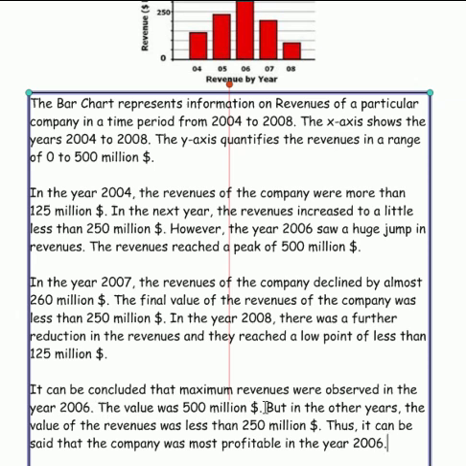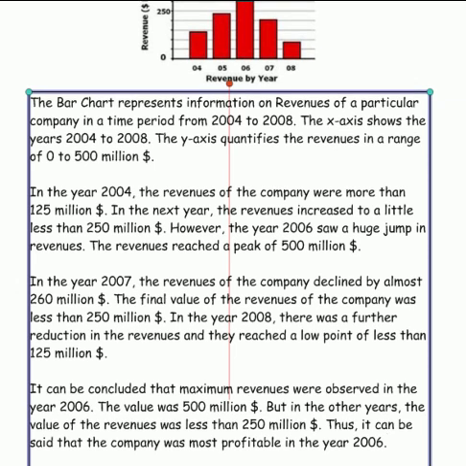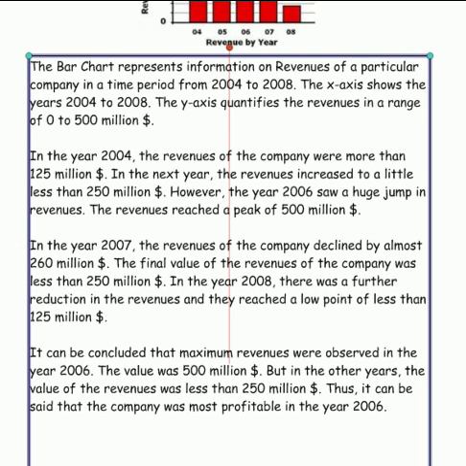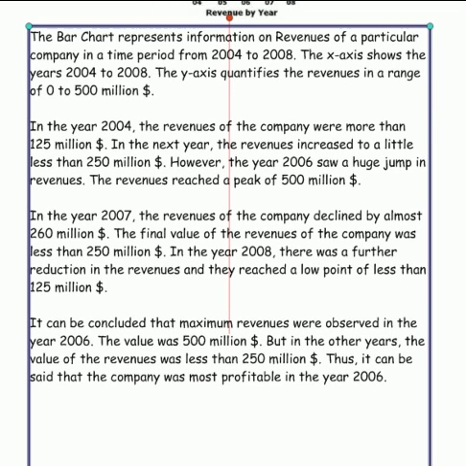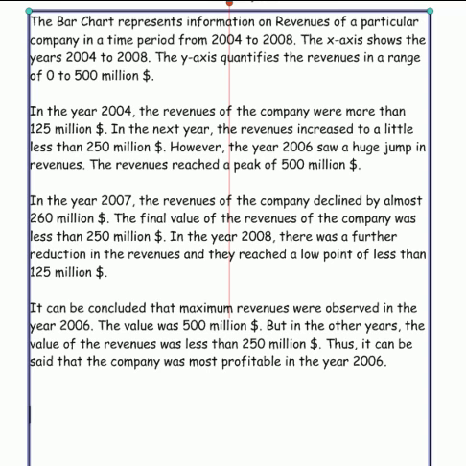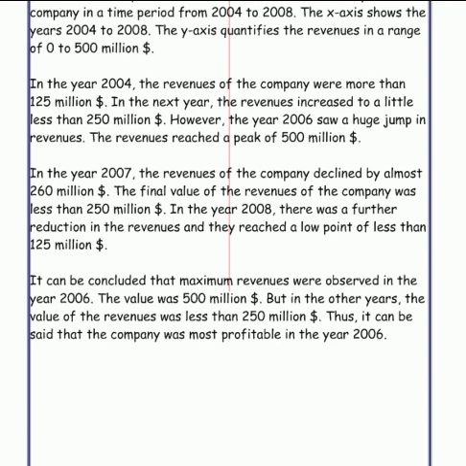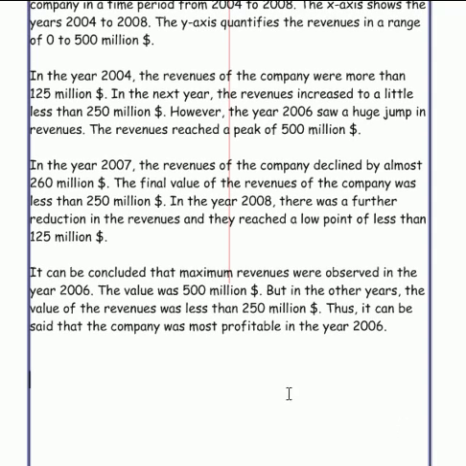The value was $500 million. But in the other years, the value of the revenues was less than $250 million. Thus, it can be said that the company was most profitable in the year 2006. Now, this was a very easy and a very basic bar chart description, and it does not have any problems, no spelling mistakes, so this is absolutely perfect. However, before ending the video, I would like to tell you a few factors on which your score depends.